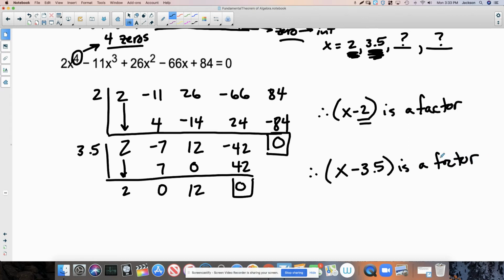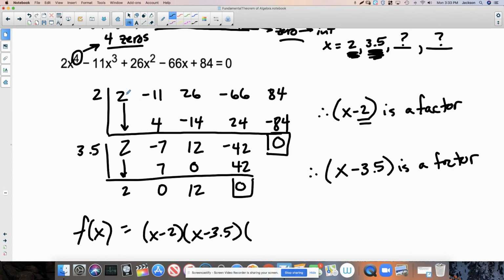Okay, and what are we left with? So we have two of our factors. So here's where we currently stand. This function, this behemoth up here, we know that one of its factors was x minus 2. We know that another factor was x minus 3.5, and it wanted the other two zeros. Well, what was the result of this?